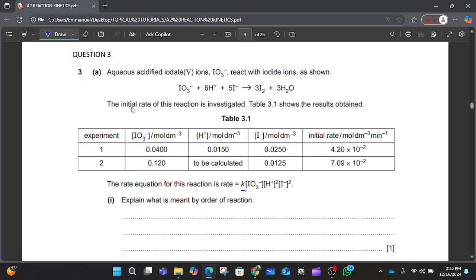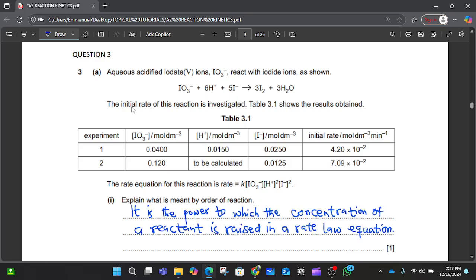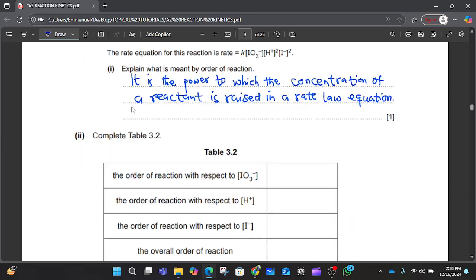In this rate equation, the order of reaction with respect to IO3 minus is 1. The order with respect to the H plus ion concentration is 2. And the order of reaction with respect to the I minus concentration is 2. These values are the powers to which the concentrations of these reactants are raised in this rate equation. So we can define the order of reaction as the power to which the concentration of a reactant is raised in the rate law equation.